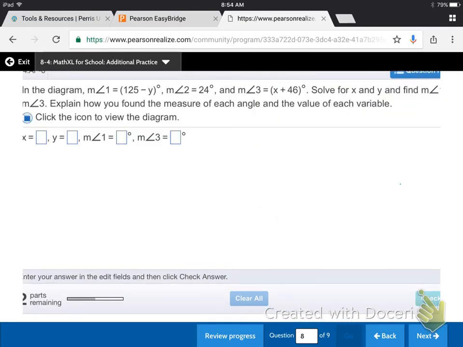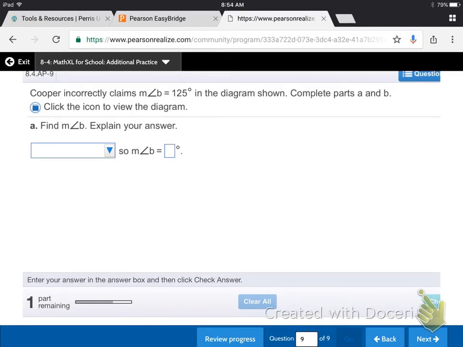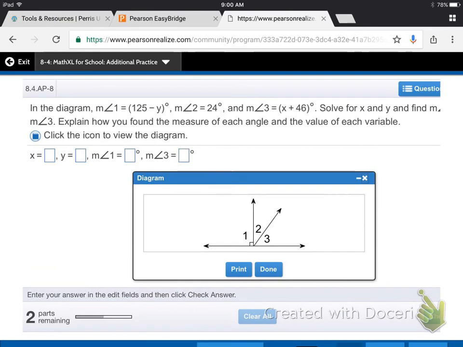Okay, boys and girls, so here we go. We're going to have to click on that little icon to see the diagram, and that is right over here. Okay, so let's work here. So we have angles 1, 2, and 3, and we know that they all add up to 180, and we know that 2 and 3 up by themselves add up to 90. Angle 1 is also 90 degrees.